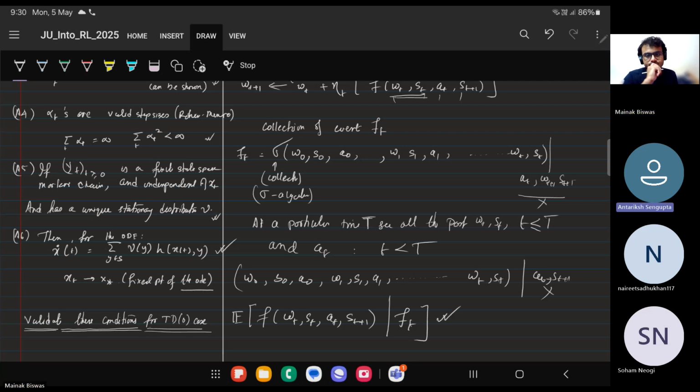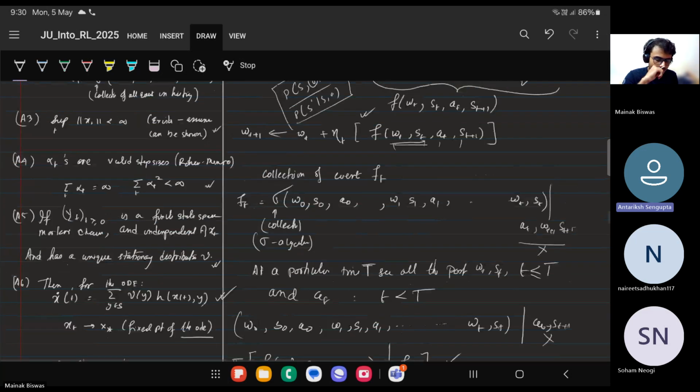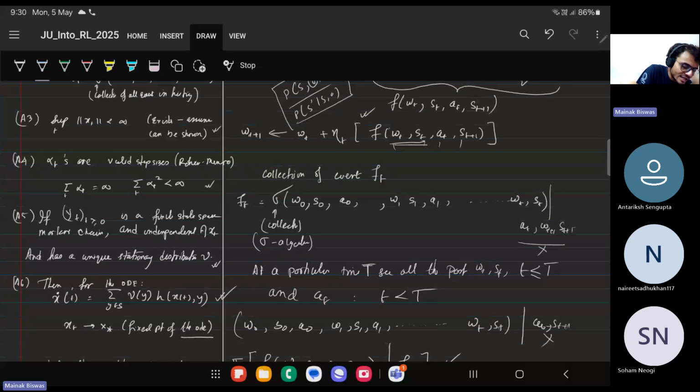Before you bring in the martingale, could you please explain the sigma algebra part, because it was a bit too much to process? Yeah, I'll tell you. See, at a particular time, Wt and St is known, right?